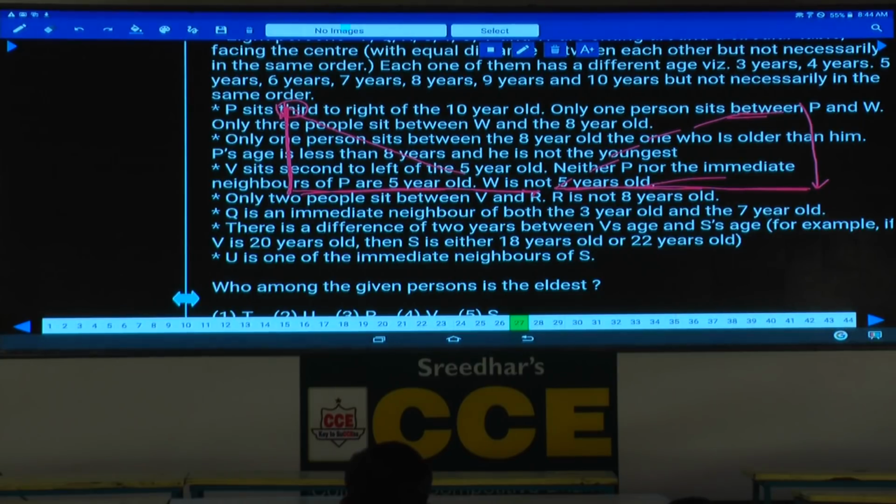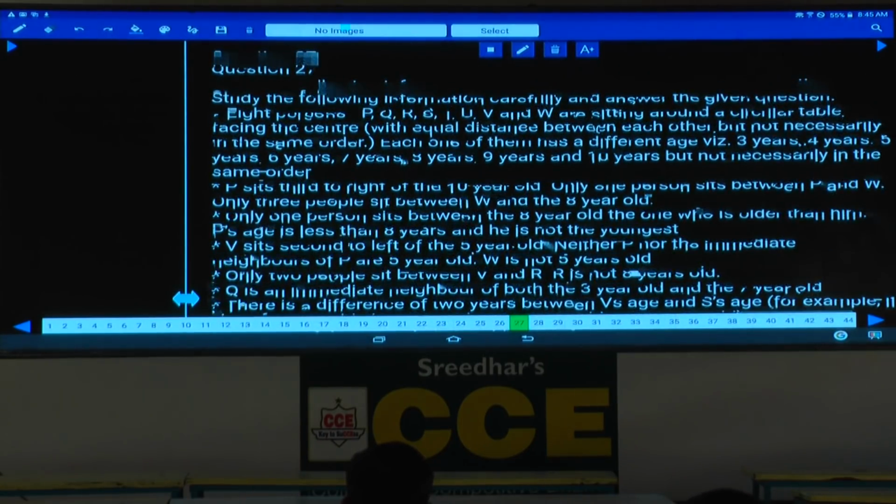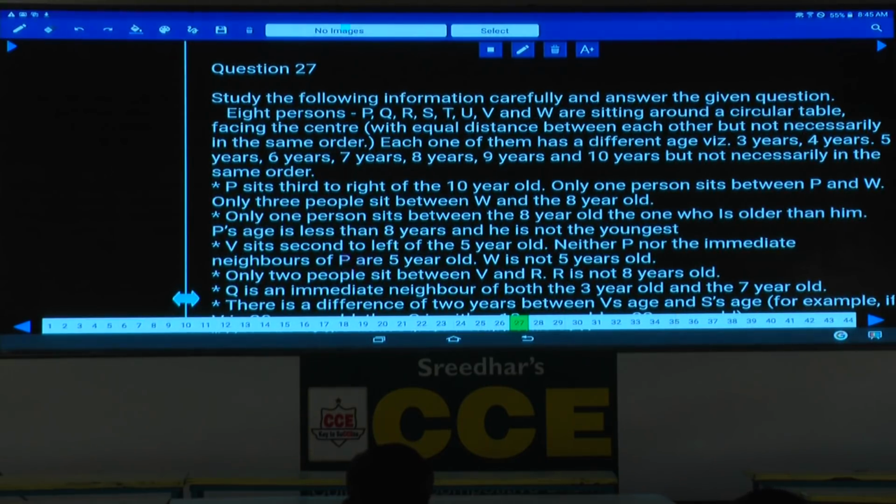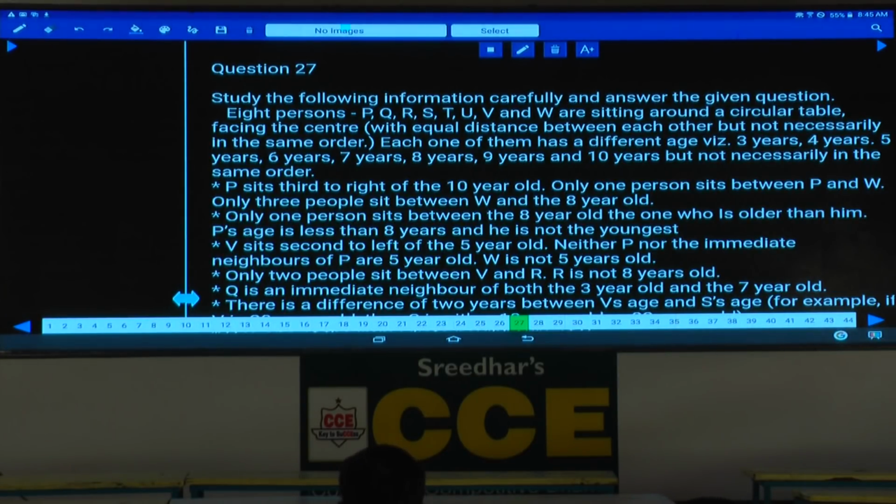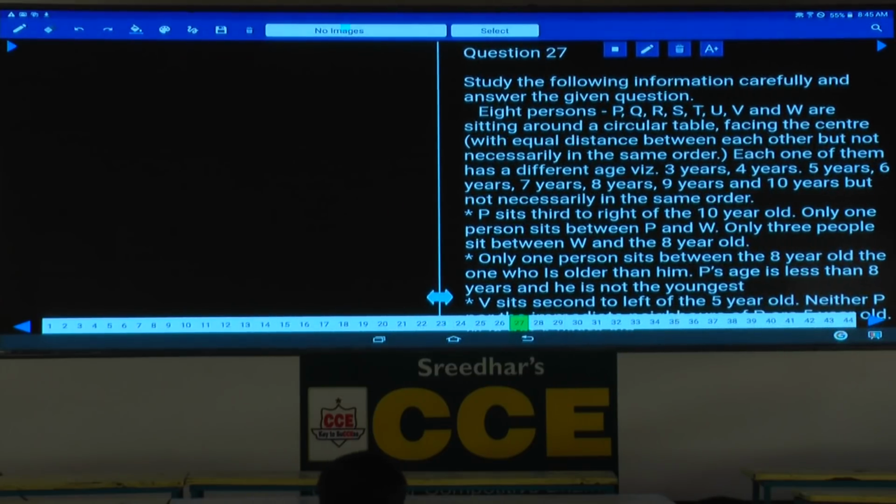Then 27 onwards. Now question numbers 27 to 32, what is the information here? 8 persons P, Q, R, S, T, U, V and W are seated around a circular table and facing the center. They are seated with equal distance between each other but not necessarily in the same order. And each one of them is of a different age. Now what are the parameters here? Circular table facing the center and they belong to different ages.